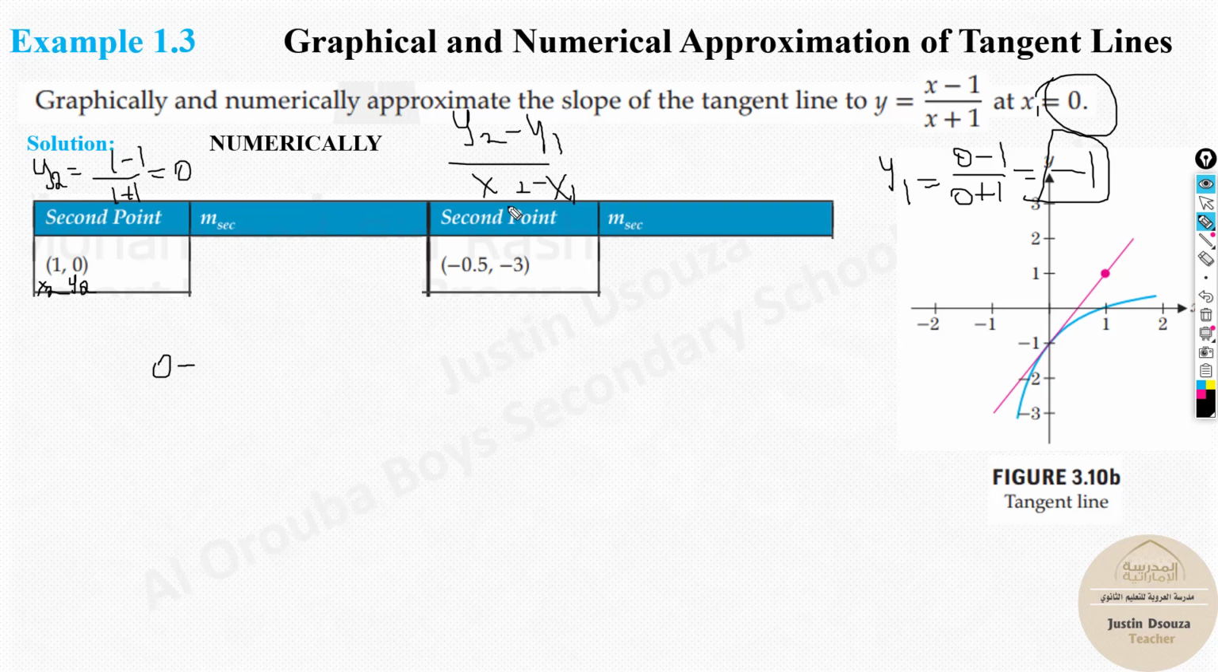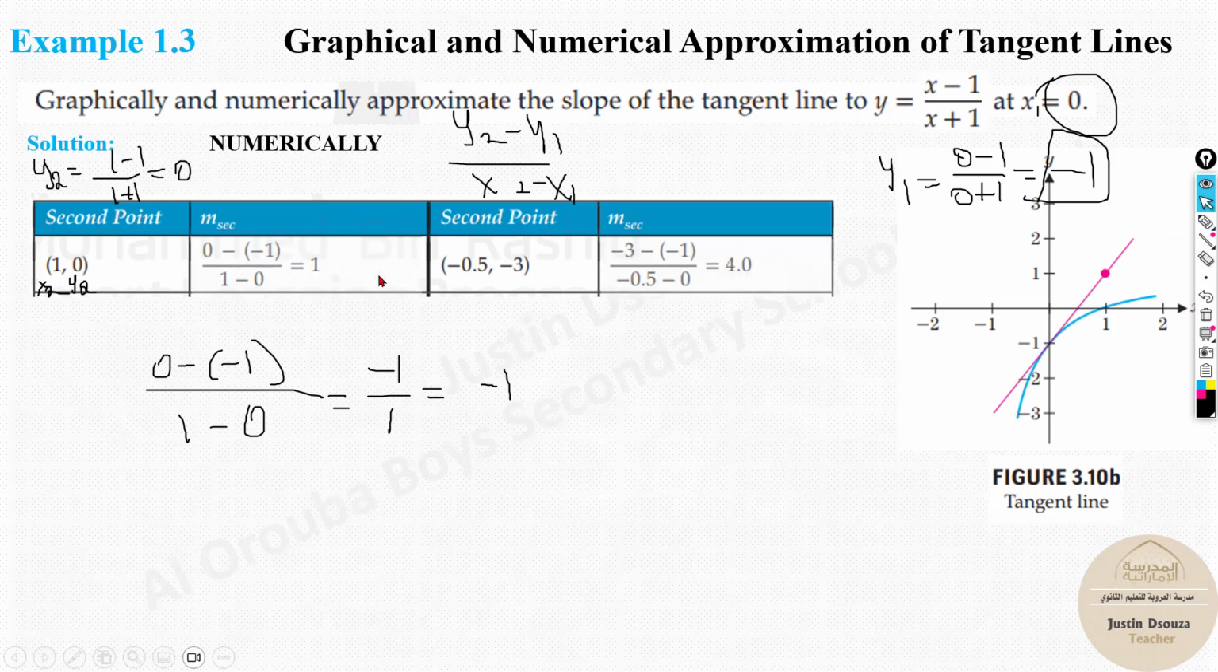Y2 is 0 minus y1 is negative 1, divided by x2 is 1 minus x1 is 0. What is the answer? It is negative 1 by 1. It is minus 1. So that is how we get this first one. Okay, what did I do wrong? Sorry, it is minus of minus, that is plus 1, it's plus 1 here.